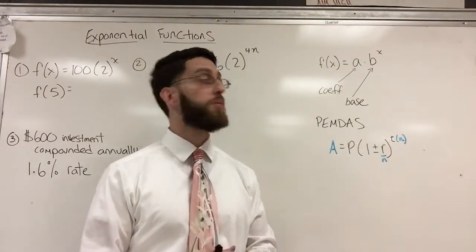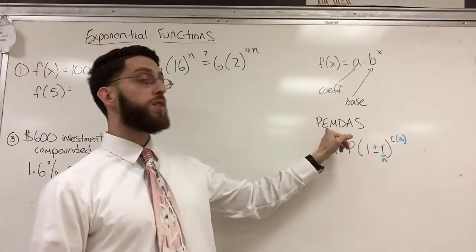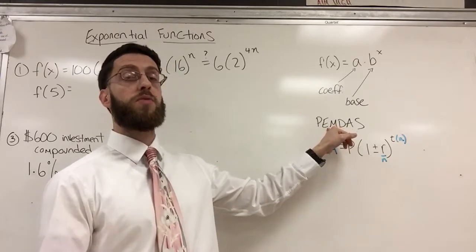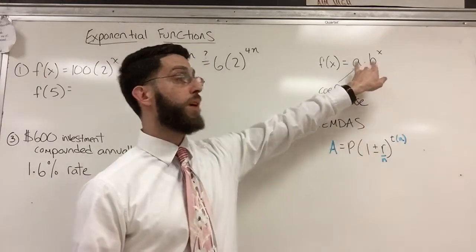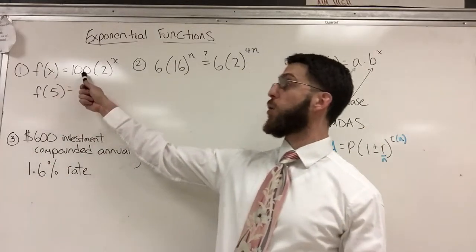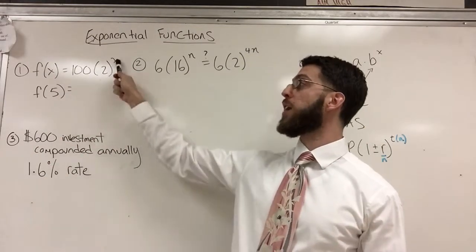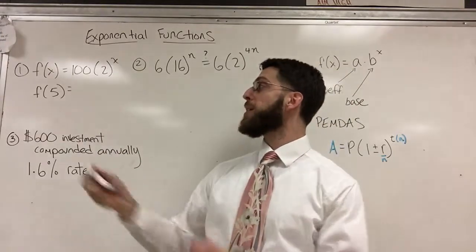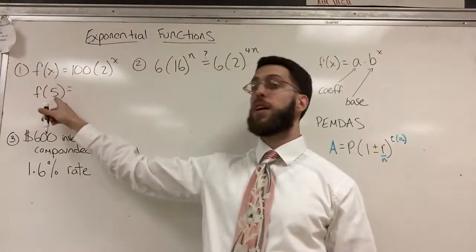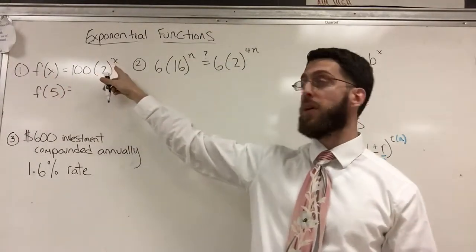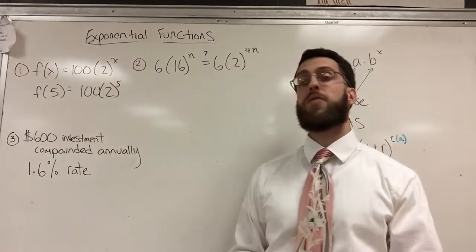The reason you don't want to mix that up is because PEMDAS tells you to calculate the exponent before you multiply. A lot of people make that foolish mistake and try to multiply a times b first. They might look here quickly and say, 100 times 2, let me do that first. But no, you want to evaluate the exponent first. So if I'm asking you for f of 5, and this is the formula for f of x, I've replaced the x with a 5. So this is 100 times 2 to the fifth power.